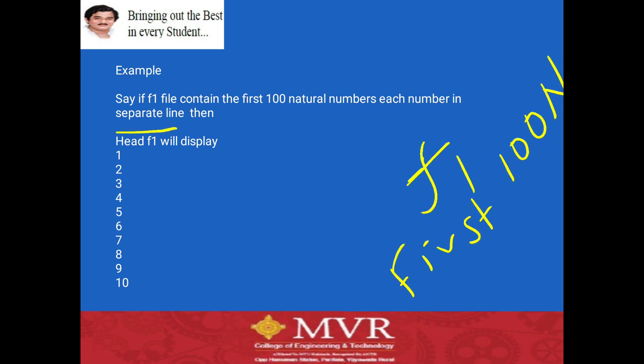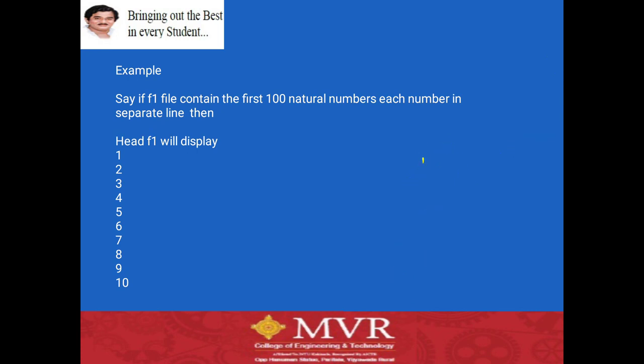Because head is followed by the file name f1, irrespective of the number of lines the file contains, only the top 10 lines will be displayed. Because I have stored 1 to 100, what will be the top 10? 1 to 10 will be displayed on the screen. Got it? Else, suppose you want to display the top 20 lines, now what can we do?